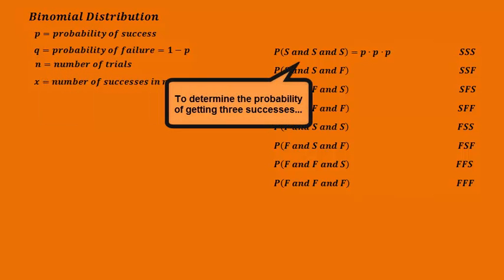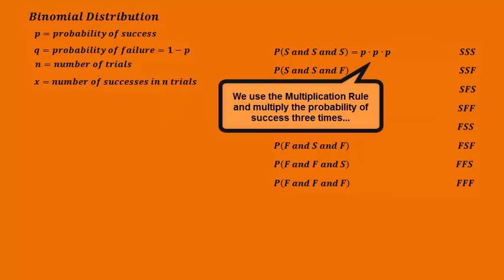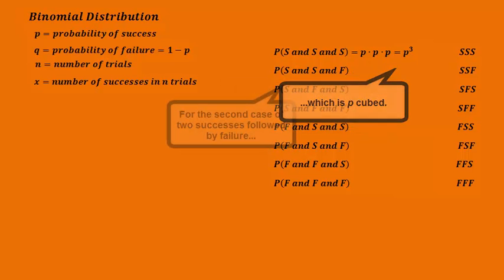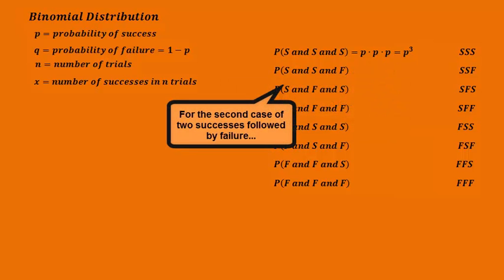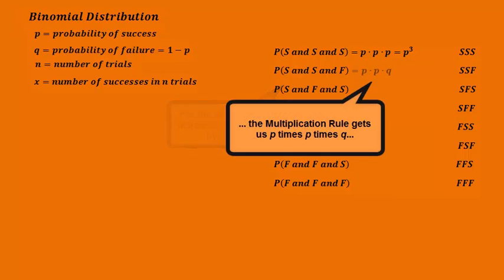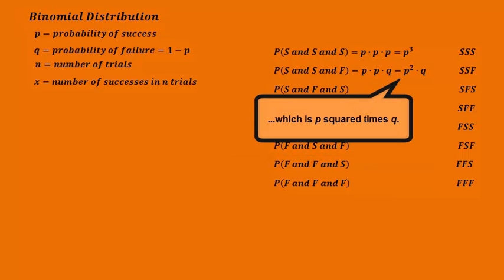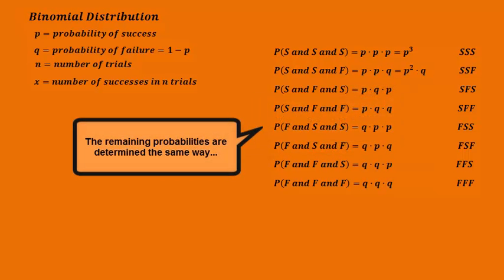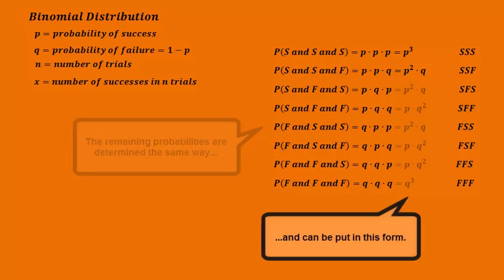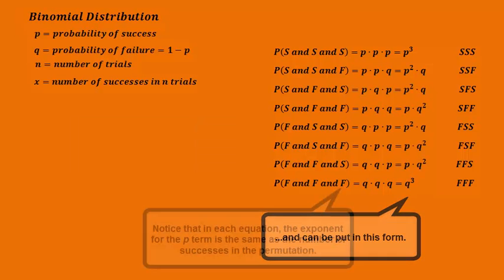To determine the probability of getting 3 successes, we use the multiplication rule and multiply the probability of success 3 times, which is P cubed. For the second case of 2 successes followed by failure, the multiplication rule gets us P times P times Q, which is P squared times Q. The remaining probabilities are determined the same way, and can be put in this form.